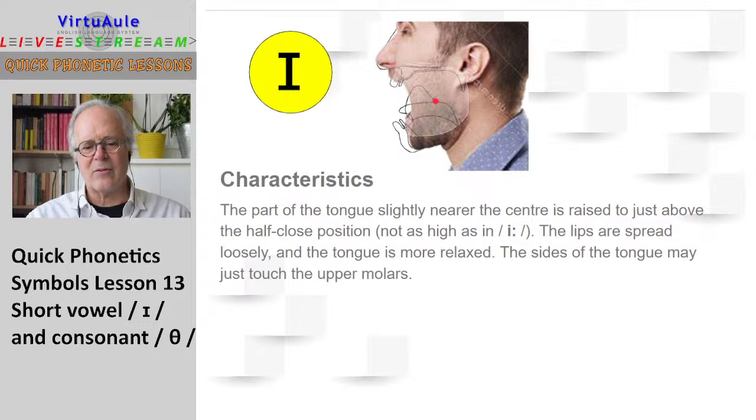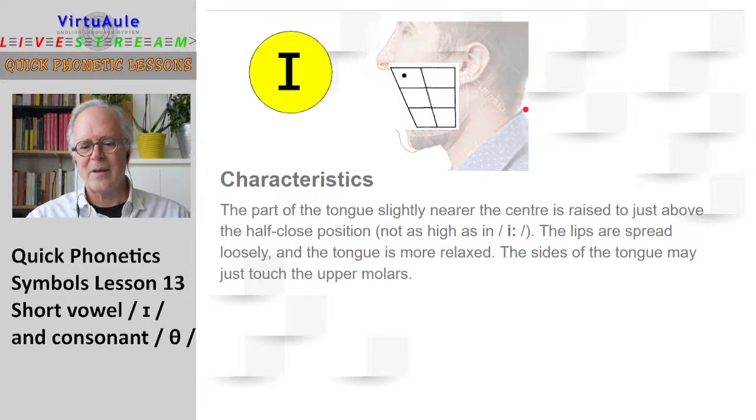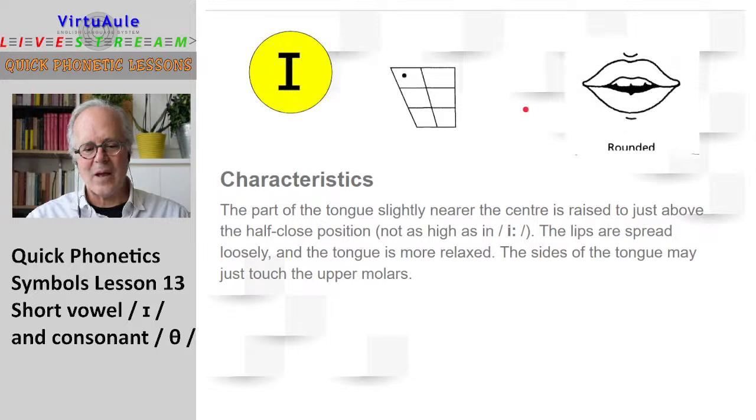You have the mouth, and so we are positioned very high, very front. It's the half close position. It's not as high as E. Leave is here. It's the highest point here. E. It's a little bit like eh, eh, eh. Okay? The lips are spread loosely and the tongue is more relaxed. Okay, here it's rounded. This is rounded, but it's eh, eh. It's spread. Okay, the sides of the tongue may just touch the upper molars.